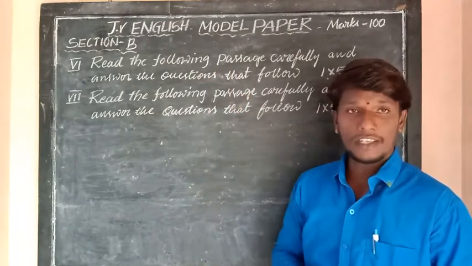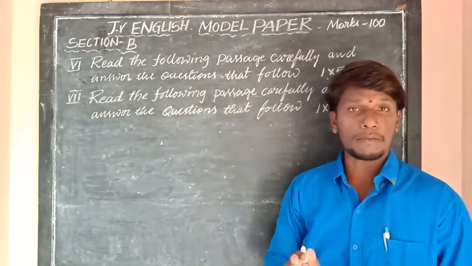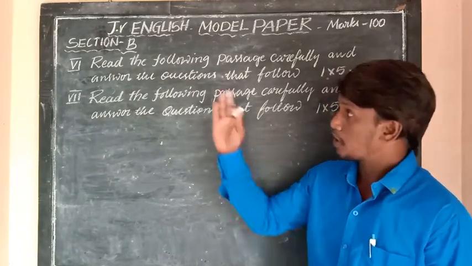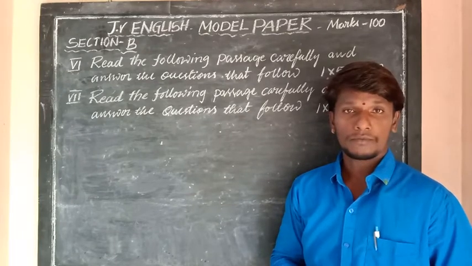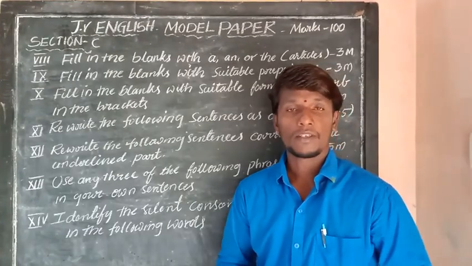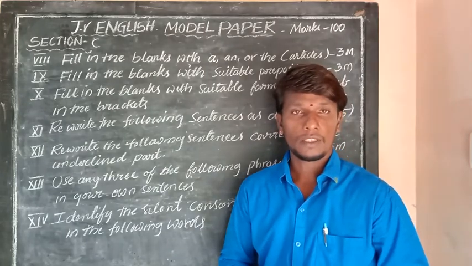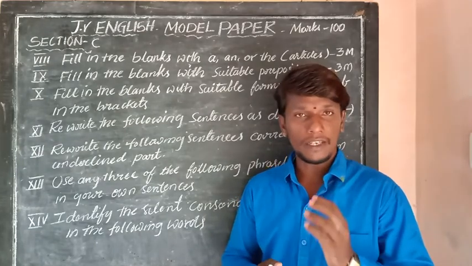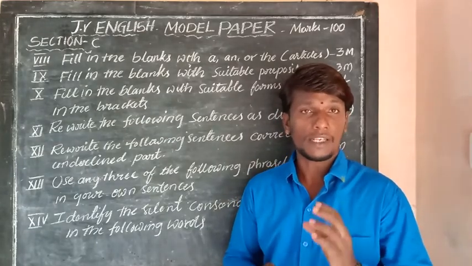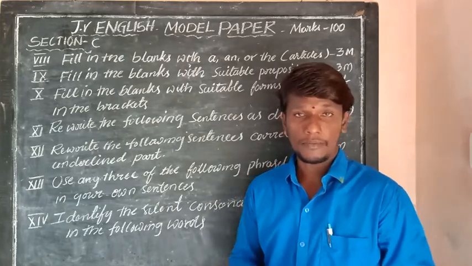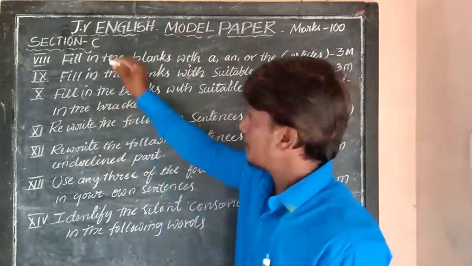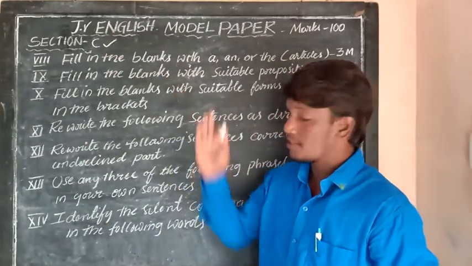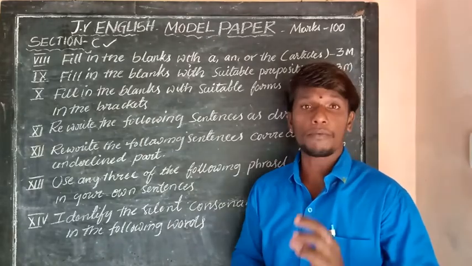Okay, from section A 40 marks, section B 10 marks. So half of the paper is covered for 50 marks. Now let us talk about section C. Till now we talked about section A and section B. Sections A and B are writing parts, whereas section C is purely grammar. This section C is all about various grammar topics.